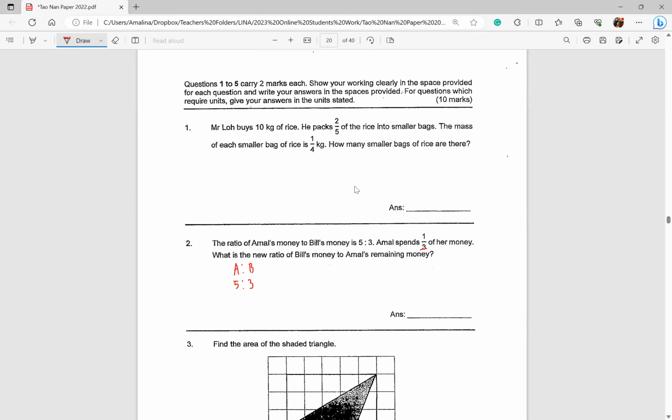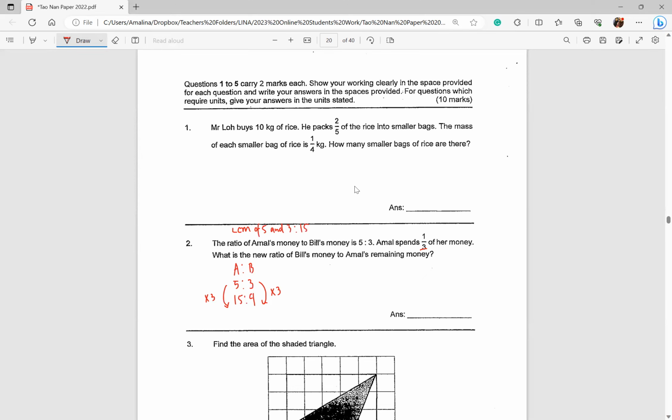Okay, so my LCM of 5 and 3 is actually 15. So I will change this to make it 15. I times 3 for Amal's, and I must also times by 3 for Bill. So I get 15:9. Okay, this is my new ratio.